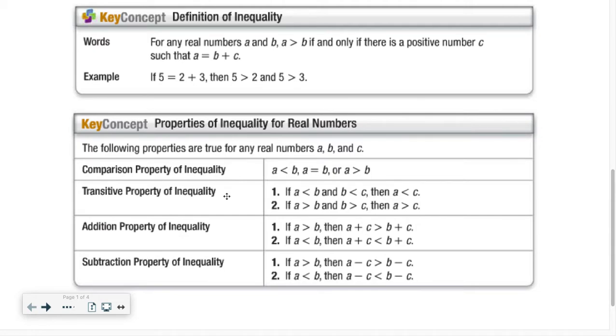So, guys, comparison property, a is less than b, a is equal to b, or a is greater than b. Because one of the three has to be true. Guys, transitive property, just like transitive property of equality, okay? If a is less than b and b is less than c, well, then a is certainly less than c. Guys, works for greater than. Addition property, guys, you can add the same thing to both sides. Inequality is still true. Subtraction property, you can subtract from both sides, and the inequality is still true.